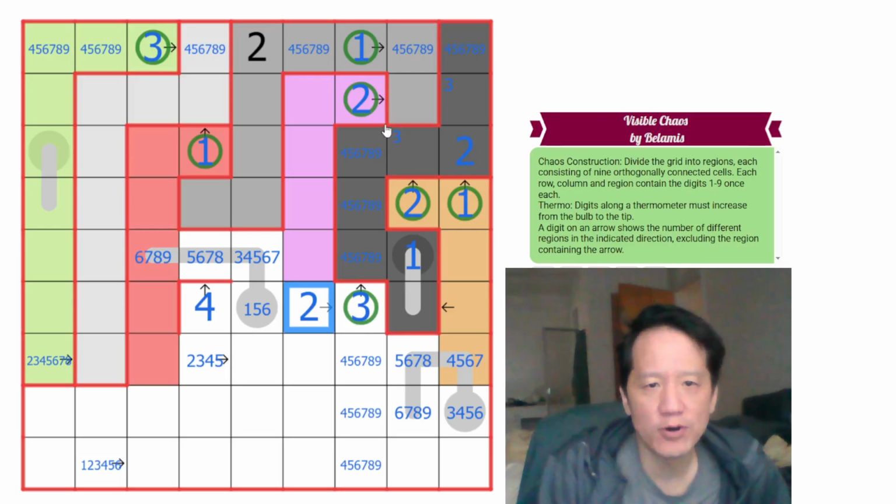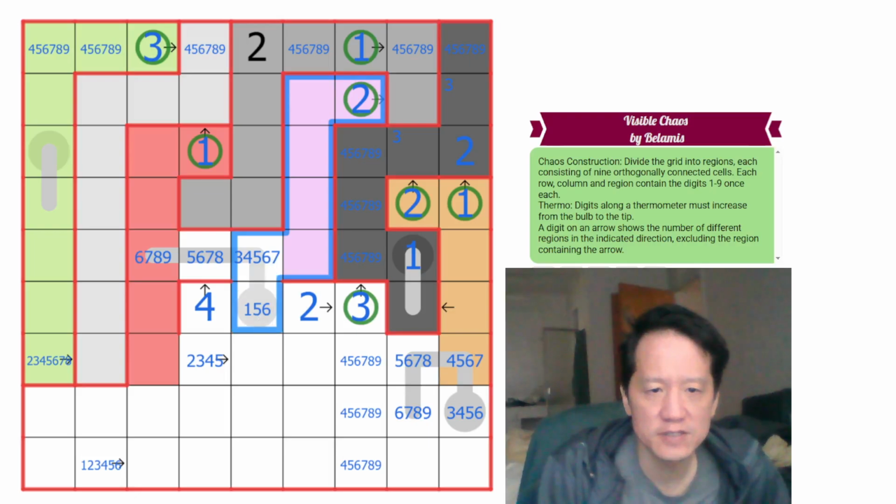This can never be part of pink because this is these 2 regions. So this exit, it has to go 1, 2, 3, 4, 5, 6, 7. This cannot be part of red again, so therefore this is part of pink.